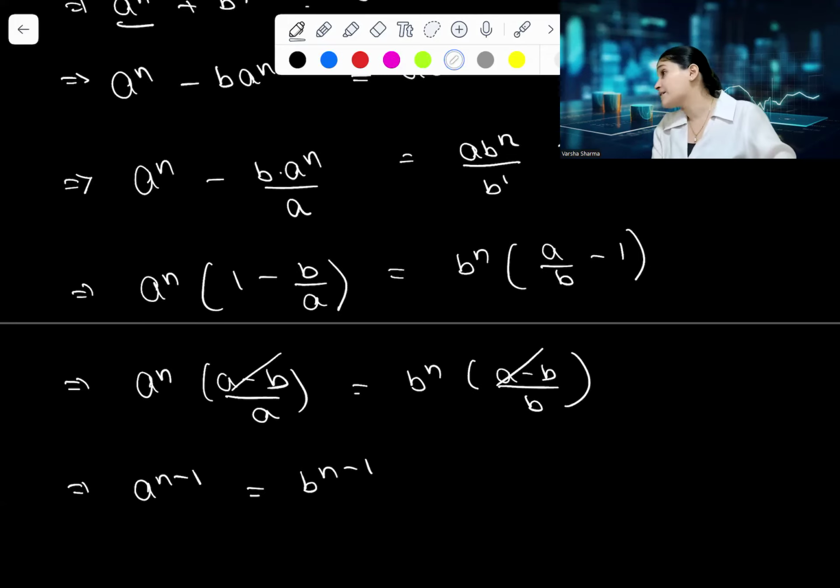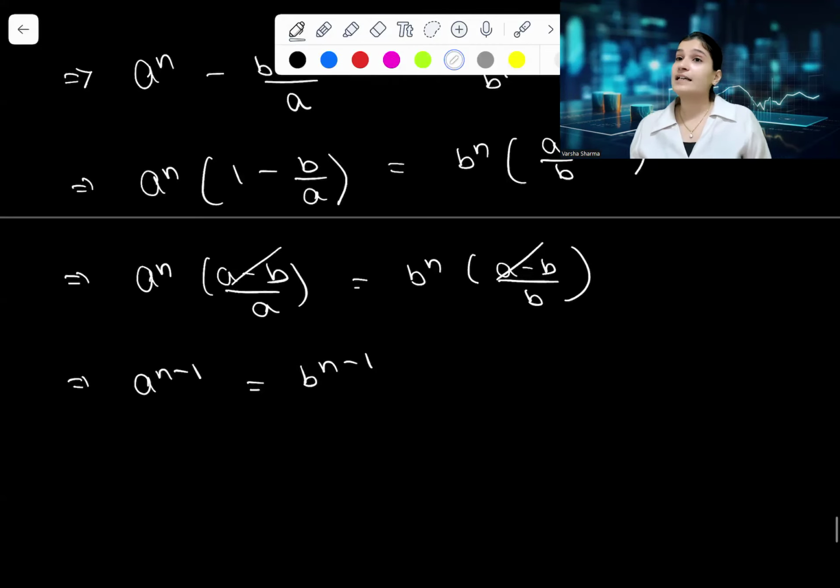But I need to find n. How should I do that now? How can I do that? See, the basic thing was equating the base, but that is not going to be the case here. So what else can I do?